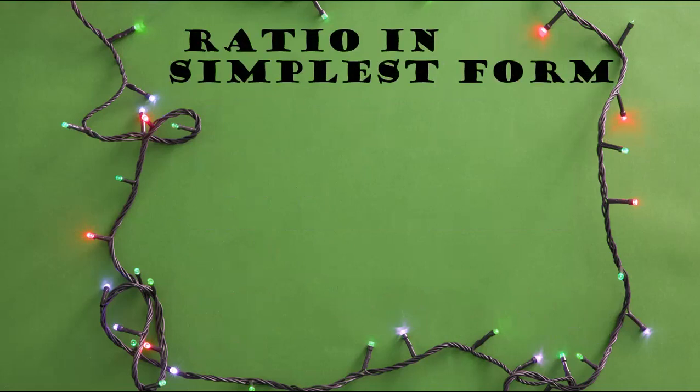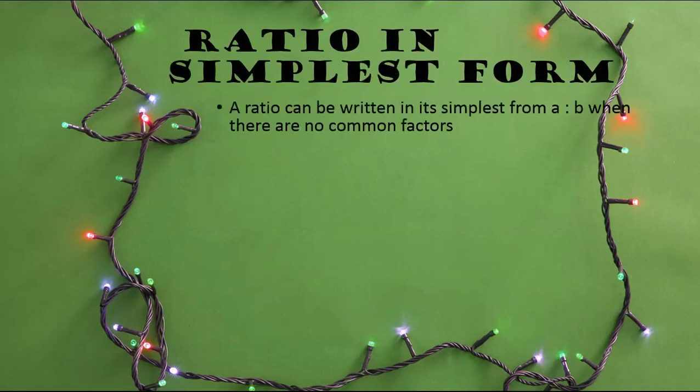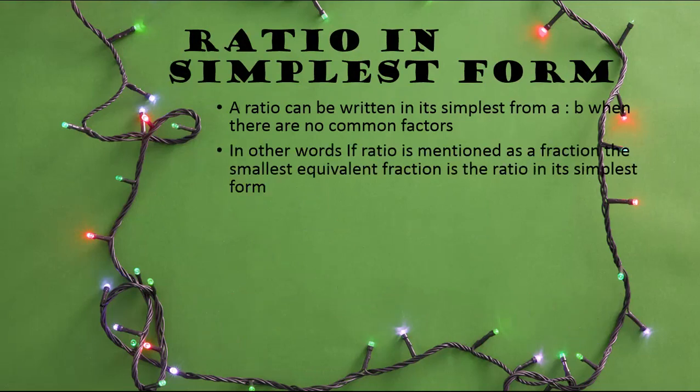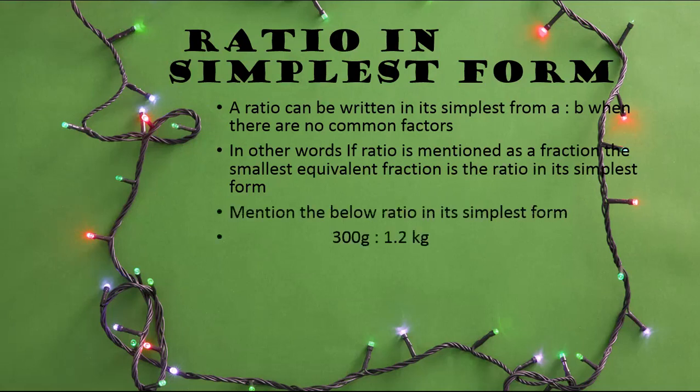Ratio in simplest form. A ratio A ratio B can be written in the simplest form when there are no common factors. In other words, if the ratio is mentioned as a fraction, the smallest equivalent fraction is the ratio in its simplest form. For example, the question is to write the below ratio in the simplest form: 300 grams ratio 1.2 kg. They are in different units, so to express the ratio in simplest form, it is very important to change it first into the same unit. Both would be converted into the same unit as 300 grams ratio 1200 grams.